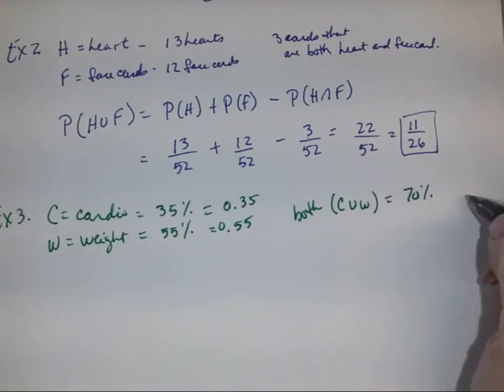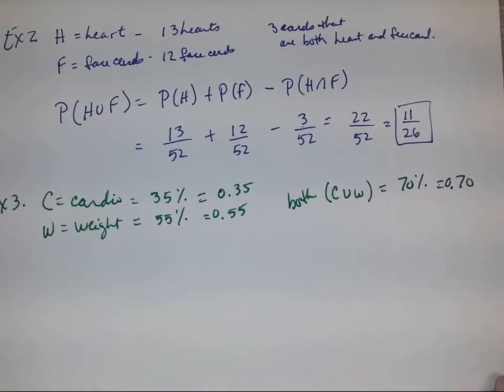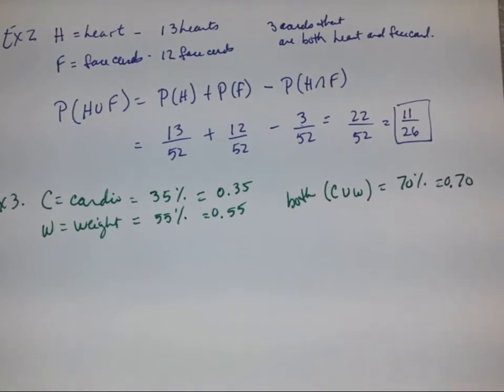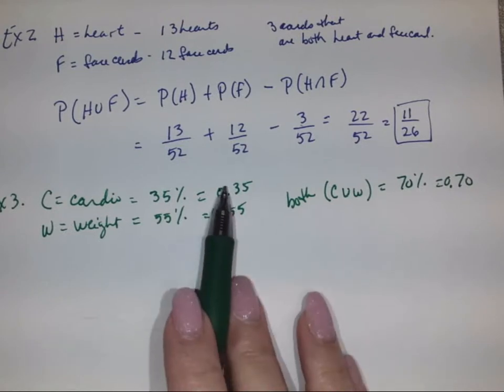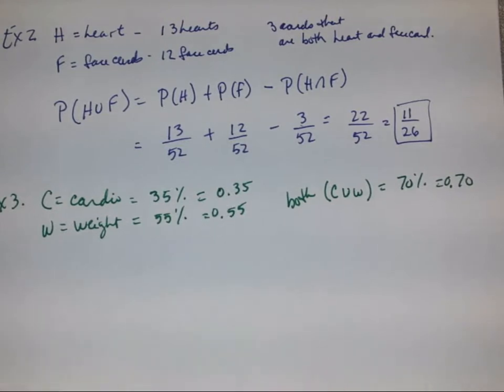And then we're going to change that to a decimal as well, so it'll be 0.70. And you can put the 0 in front or not. I don't care either way. Some people like it, so it makes it more obvious that it is that decimal sitting there.